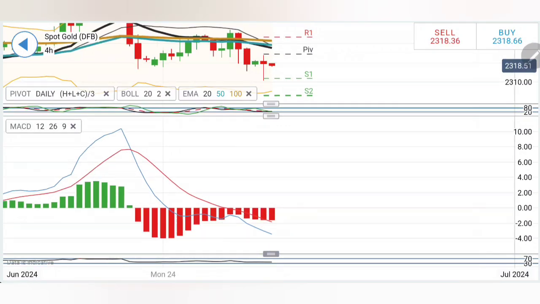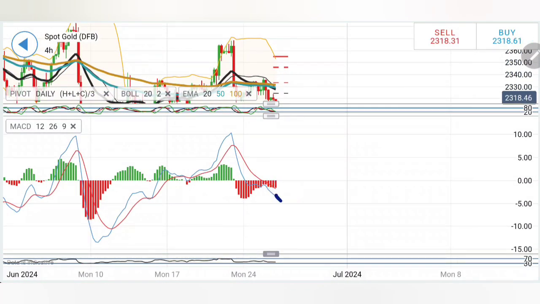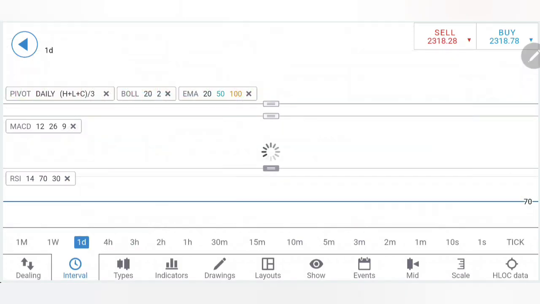Stochastic has dropped, MACD is trading bearish here, and if you look at the move, it is right now opening its face on the downside. RSI is also trying to trade with slight bearishness.